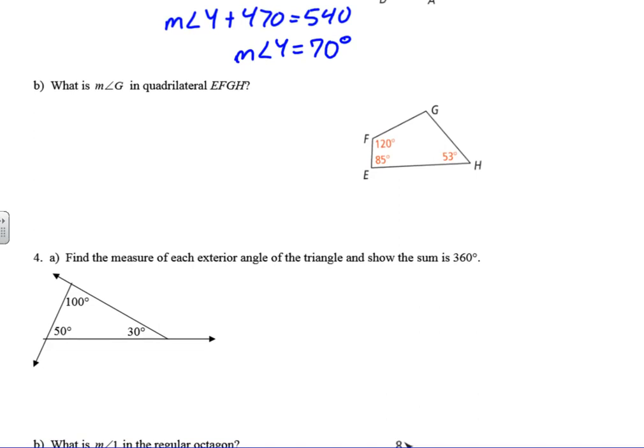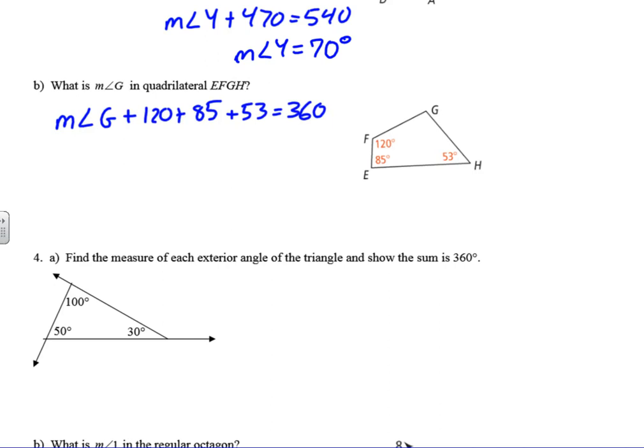What is the measure of angle G in the quadrilateral? Now maybe in a quadrilateral, you already know, we have a little more familiarity with it. Maybe we don't need to do the n minus 2 times 180. Maybe we already know that that's 360. So we're going to do angle G plus 120 plus 85 plus 53 equals 360 degrees. So that's just a prior knowledge piece.